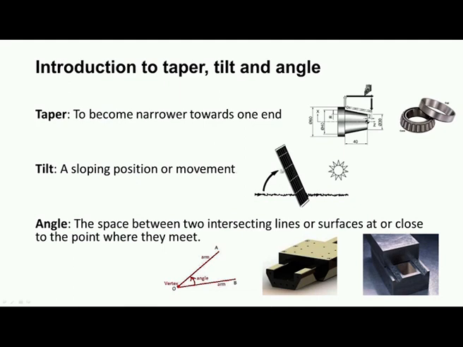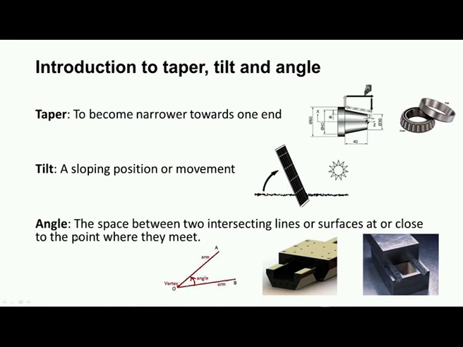Then we have tilt, a sloping position or movement. One simple example is shown here. We have a solar panel, and its inclination is changed with the tilt or the orientation of the solar panel. That means this sloping position or sloping movement is known as tilt.